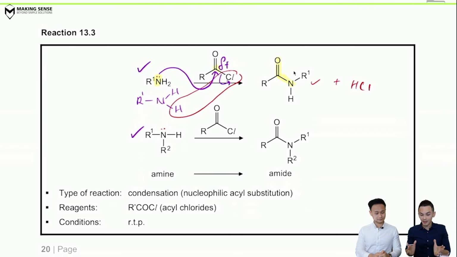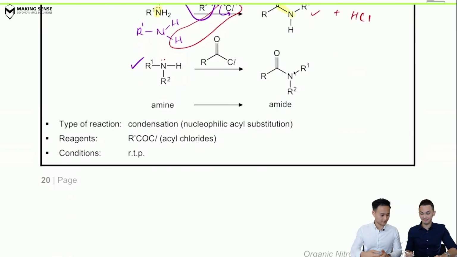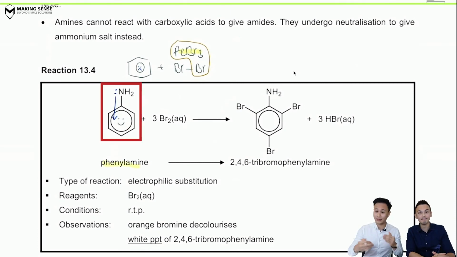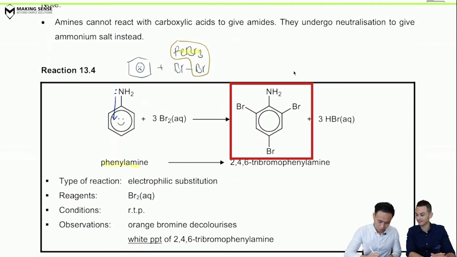So Mr. Tim, can you walk us through 13.4? Hey, of course, come, let's go. Now in 13.4, simply put, we have a phenylamine. We're going to react it with aqueous bromine to get 2,4,6-tribromophenylamine.